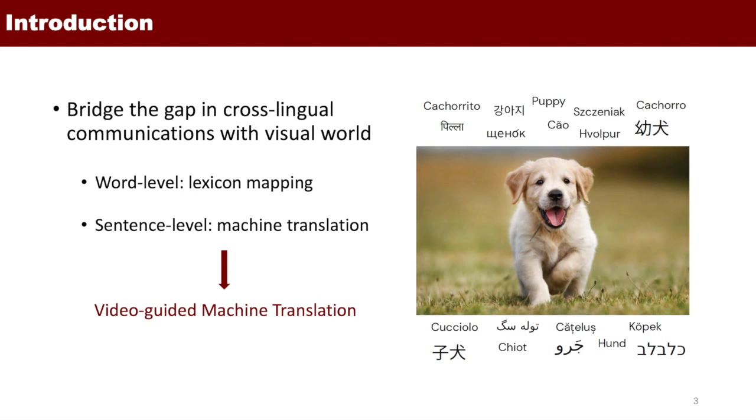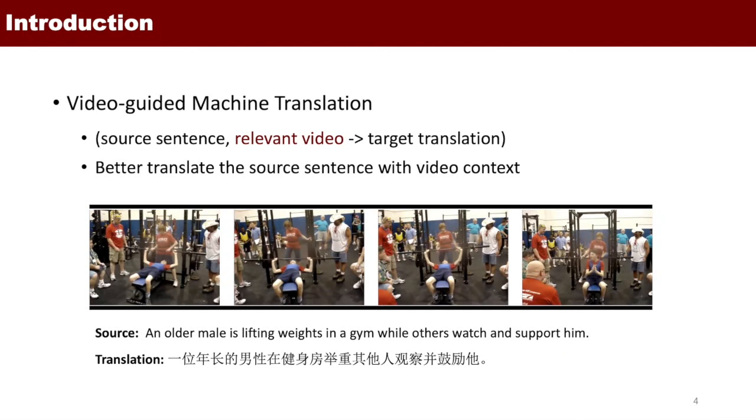The video-guided machine translation task, aka VMT, is proposed to explore enhancing neural machine translation systems with video contexts. Compared to the traditional machine translation task, there is a relevant video accompanying the source sentence in VMT. The video context is expected to help translate better.